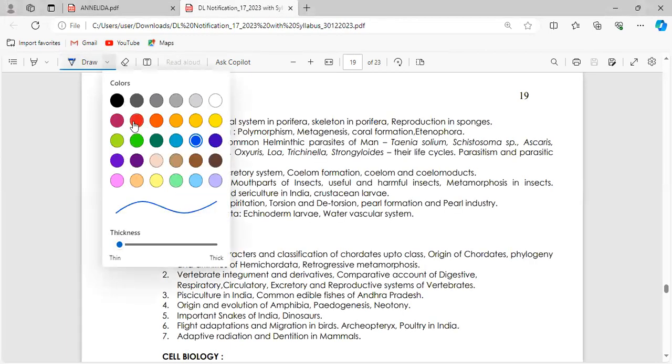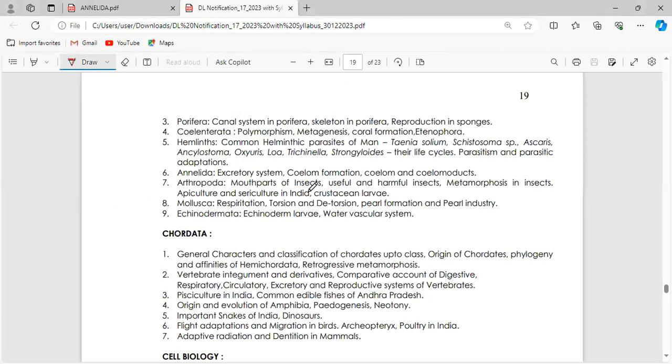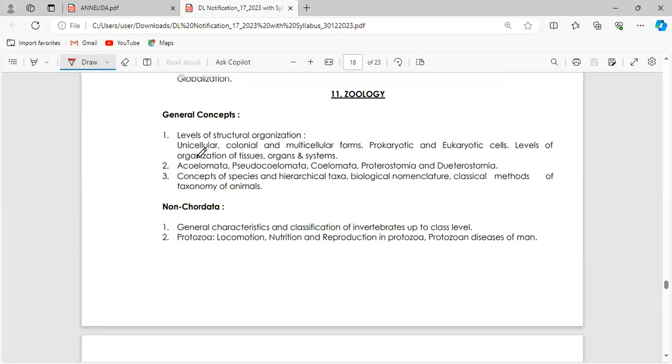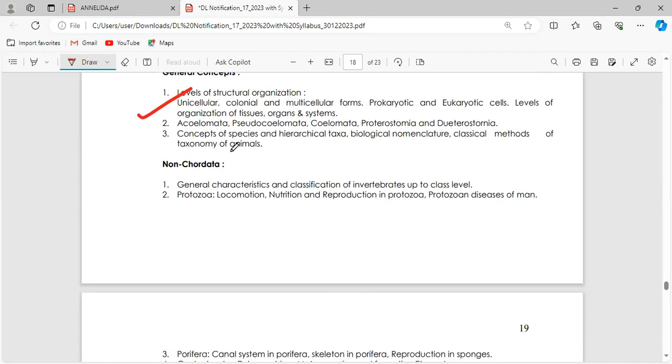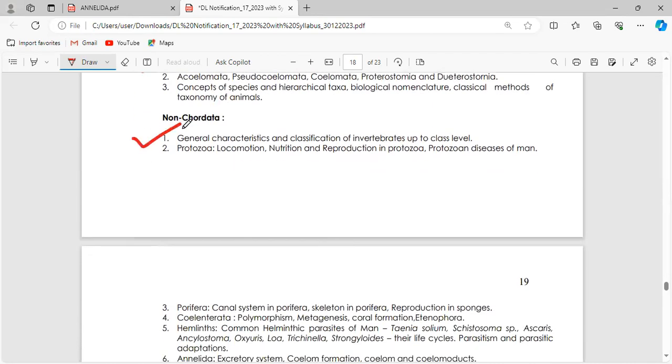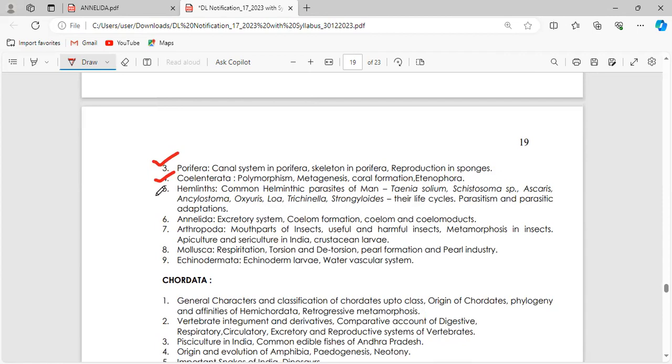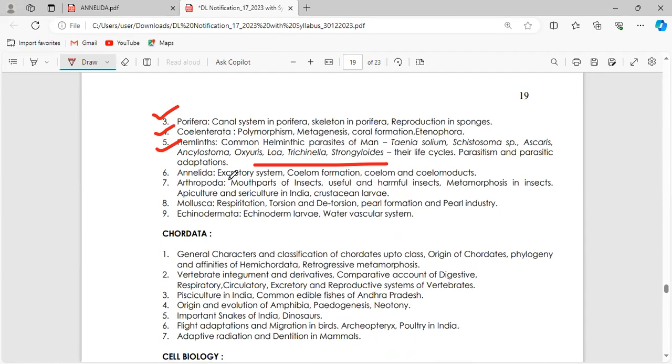See, this is your syllabus. I show the syllabus because you have to know all the topics you have to study. You should not deviate from the exam track. That is why I keep on showing the syllabus again and again. We have completed all these general terms and Protozoa, Porifera, Coelenterata, Helminthes, and all these things will be discussed clearly.